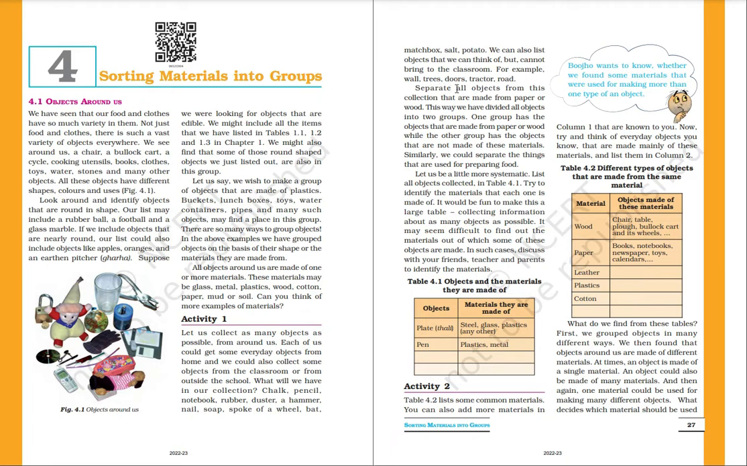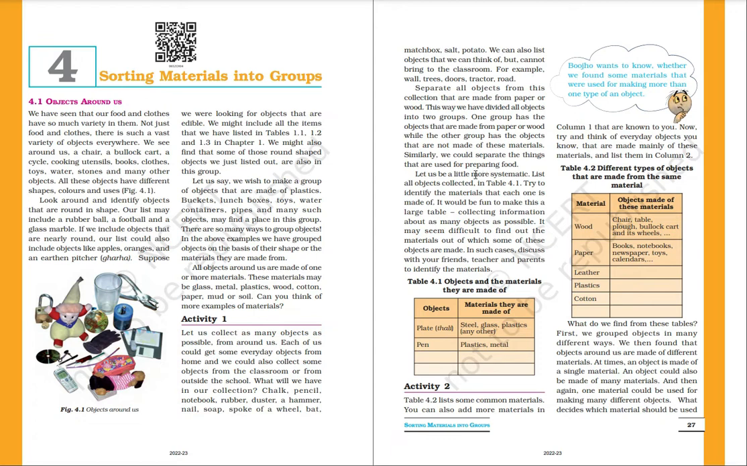So basically, we can also classify these objects in many ways. Separate all objects from this collection that are made of paper or wood. This way, we have divided all the objects into two groups. So you can do that. One group has the objects that are made from paper or wood, while the other group has the objects that are not made of these materials. Similarly, we could separate the things that are used for preparing food.